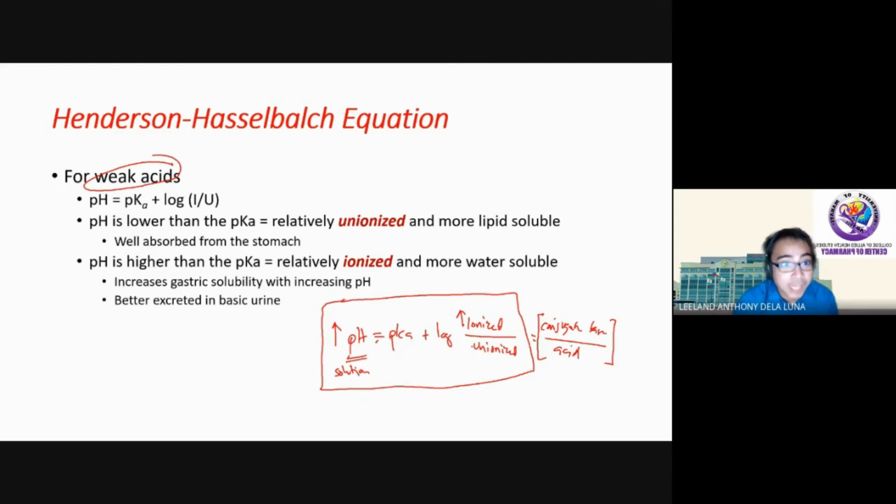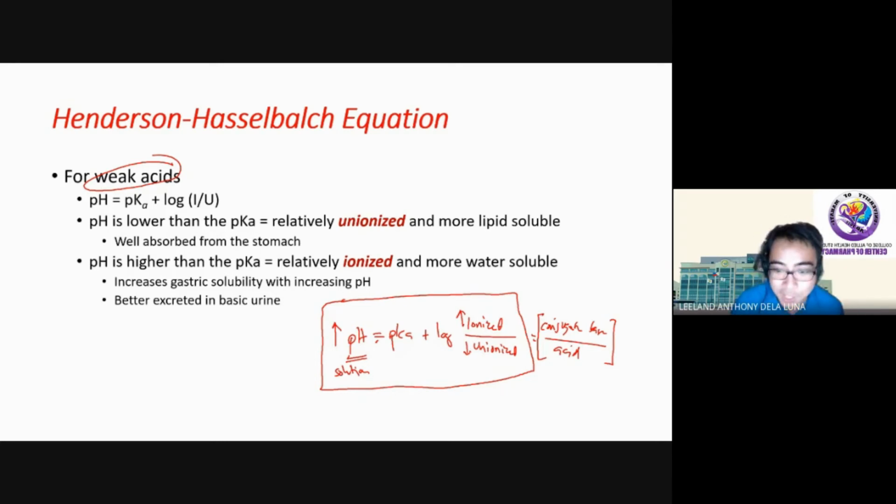Ibig sabihin, if a weak acid is exposed to a solution whose pH is high, then majority of that drug will exist in its conjugate base form. Or majority of that drug will exist in its ionized state. Bababa yung unionized or acid form ng gamot. Are we clear? Does that make sense?